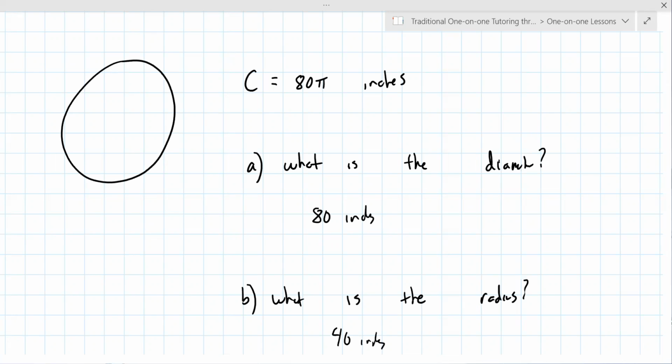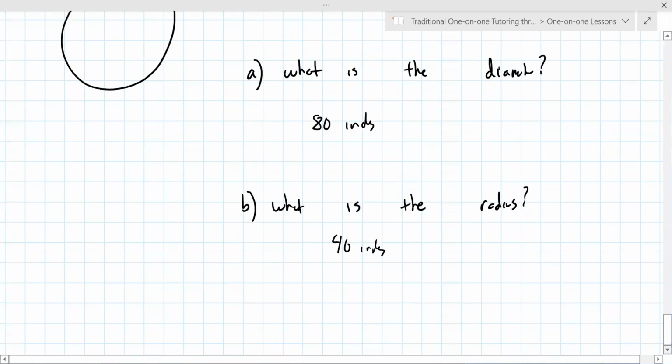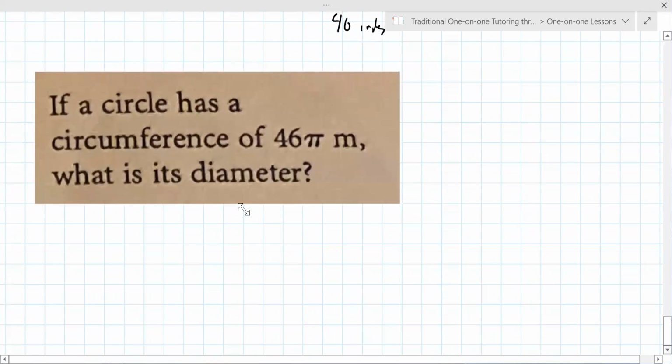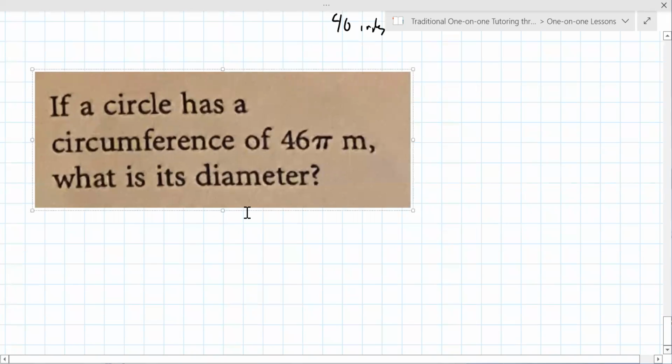That's great. Let's see here. Let me find another problem here. Okay, I'm going to snip this problem in. I want you to try this on your own, please. Go ahead and give that a try.